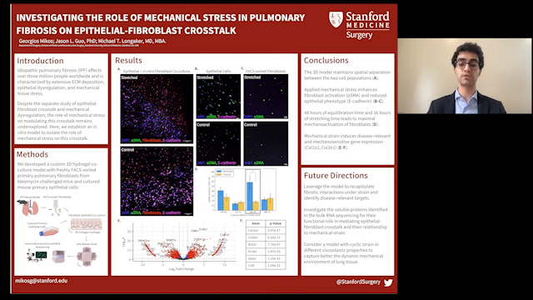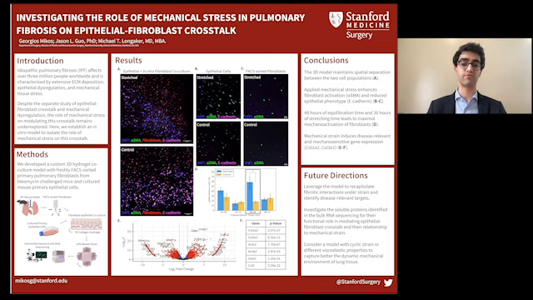And despite the separate study of these two topics in the literature, the role of mechanical stress on modulating this crosstalk remains underexplored. And that is precisely the focus of my research. So to answer this question, we developed a custom 3D hydrogel model with two cellular layers.